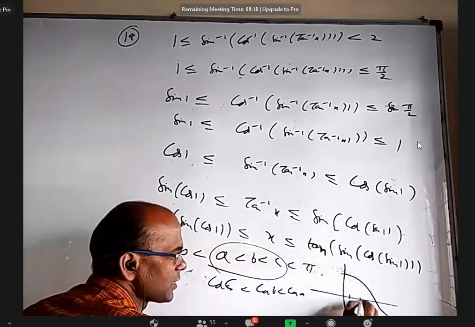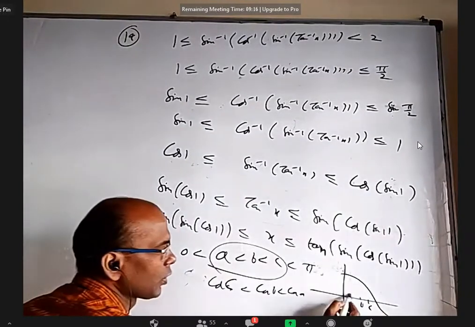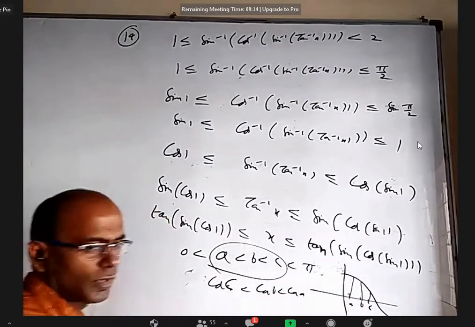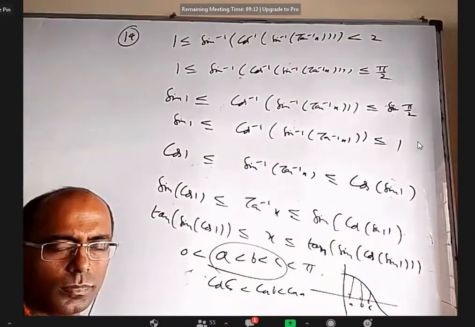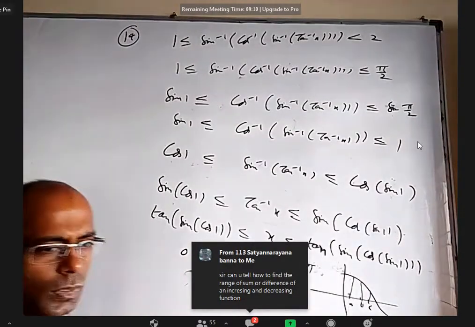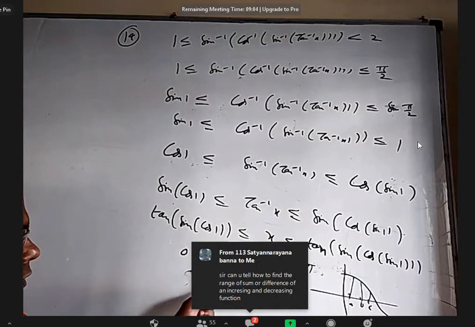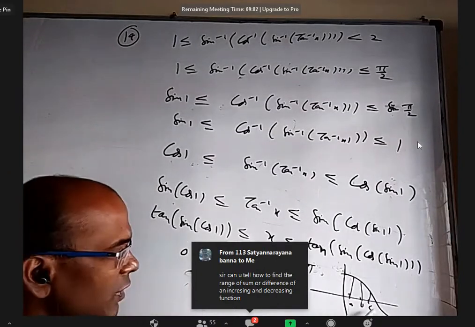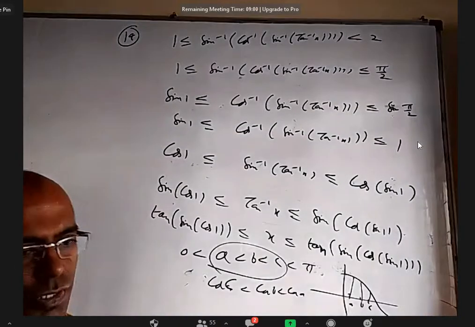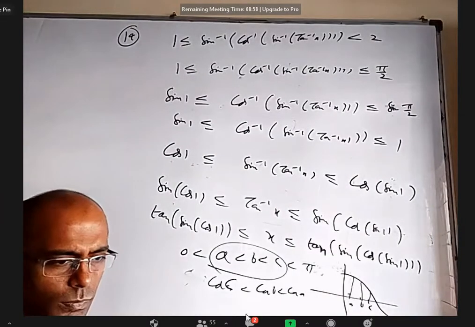Let us say a is here, b is here, c is here. Cos a, cos b, cos c, which will be bigger? Cos a. a is smaller, but cos a is bigger. So that's what, cos c will be less than cos b less than cos a. Yes, sir. Understood.